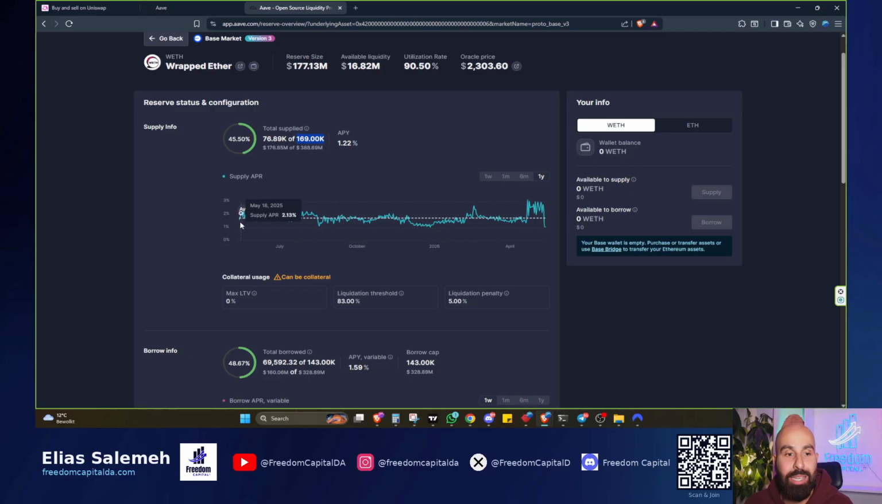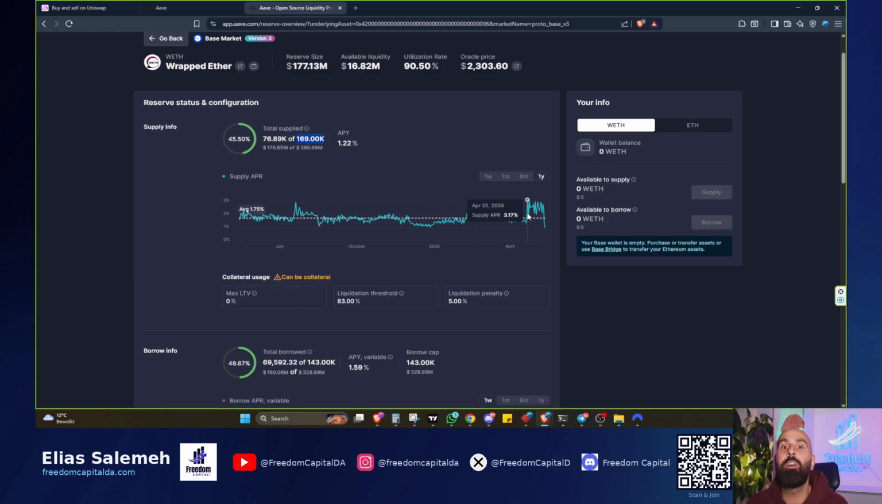If I zoom out, you can see here for the past year how much the yield has been. And as you can see, it fluctuates a lot, between 3% and almost 0, or 1%, I would say. 1 to 3% is the range. This range changes depending on supply and demand, how much people are borrowing, how much people are supplying, and obviously there is an incentive depending on how much is being supplied and how much is being borrowed.